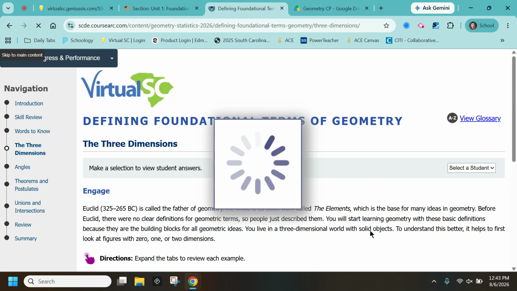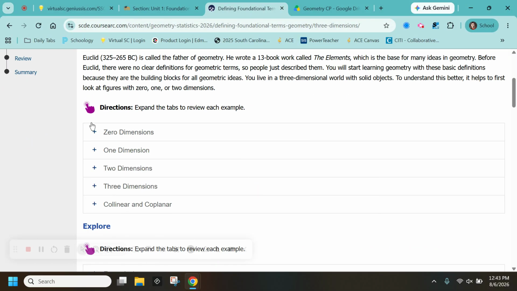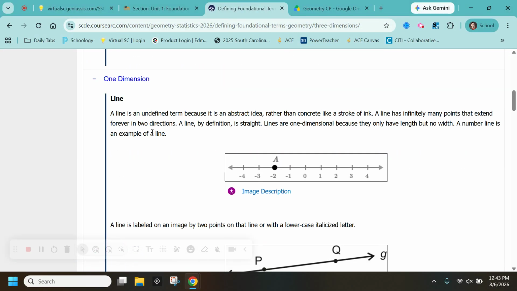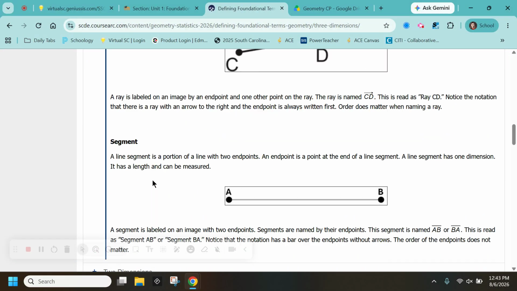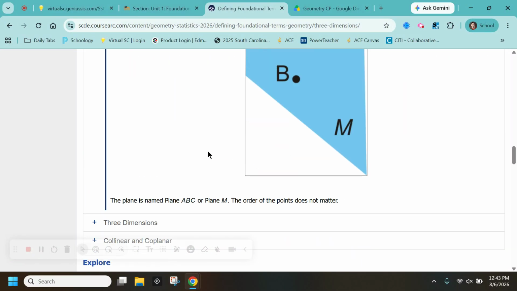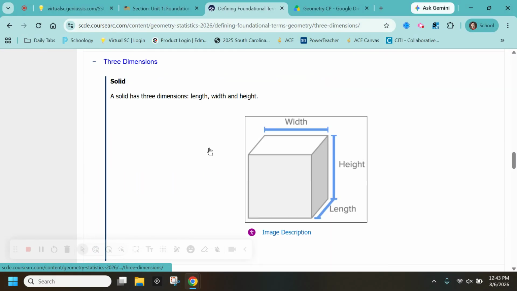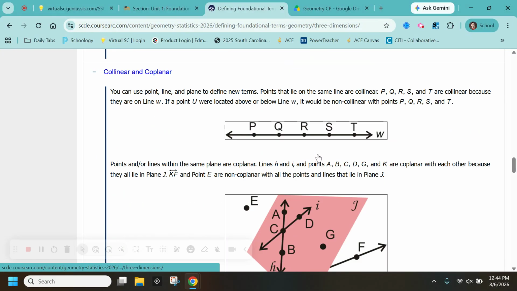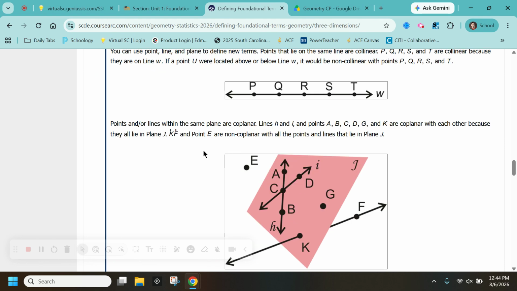Moving on to 3 dimensions. So again, we have a point that is 0 dimensions, a line or ray or segment has 1 dimension. 2 dimensions, we have a plane. And then all of our, obviously, 3-dimensional shapes have 3 dimensions. They have a length, width, and height. And then we talk about collinear and coplanar. Collinear has the word line in it, and those are points that lie on the same line. Coplanar has part of plane in it, and so those would be points that lie on the same plane.